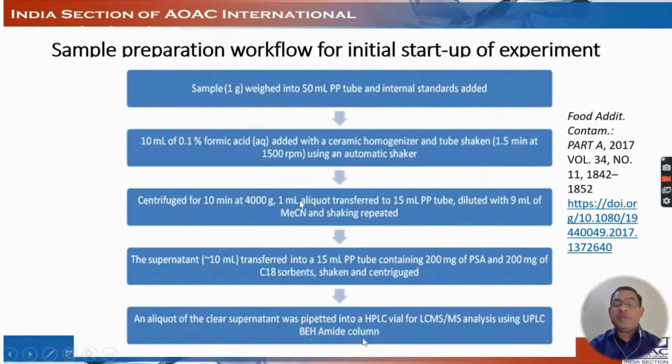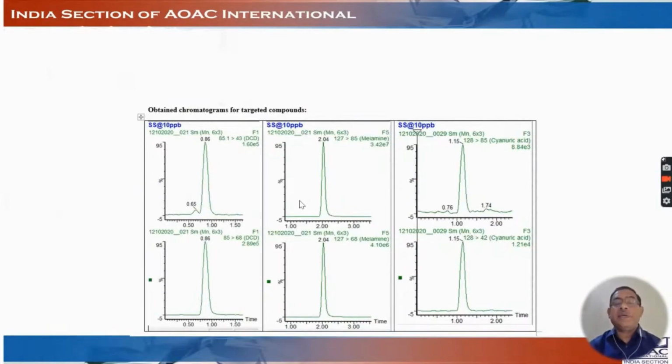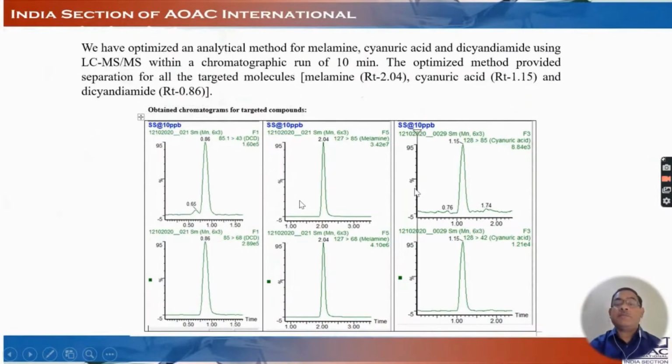And here I have already mentioned that a BEH amide column provided very good method performance, but we are still trying various other options. So here you can see the chromatographic performance. The first signal is for dicyandiamide. It is followed by melamine and then cyanuric acid. So this is the elution pattern. And this chromatography clearly says that all three compounds could be estimated simultaneously. We have set currently a runtime of 10 minutes.